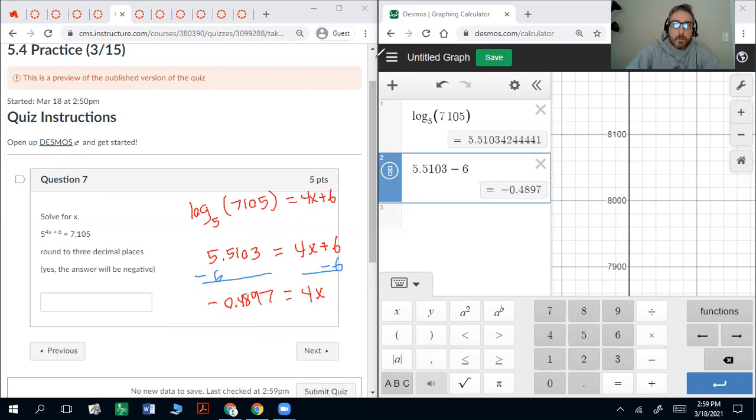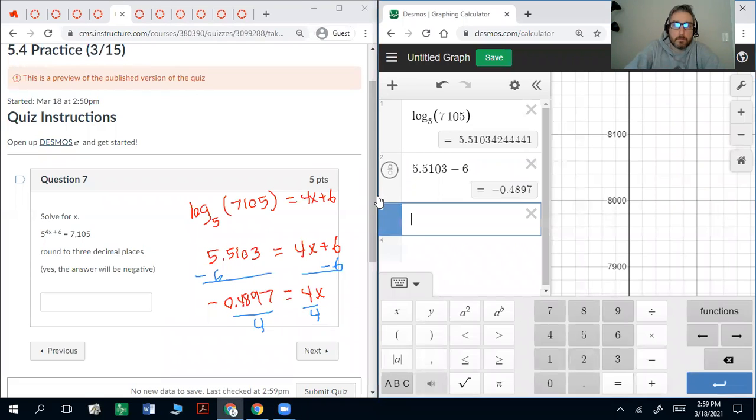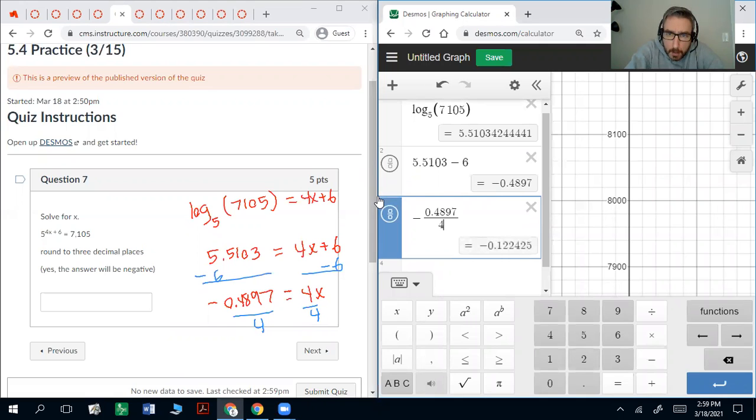Now we can divide by 4. Negative 0.122. Three decimal places, so 0.122 is good enough, but make sure you have that negative in there.